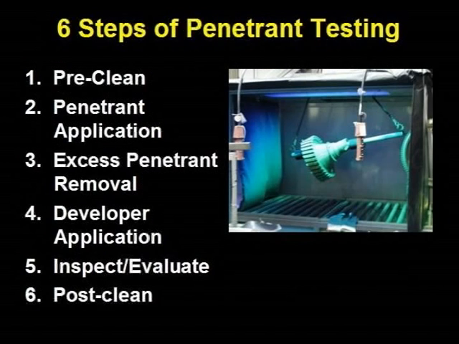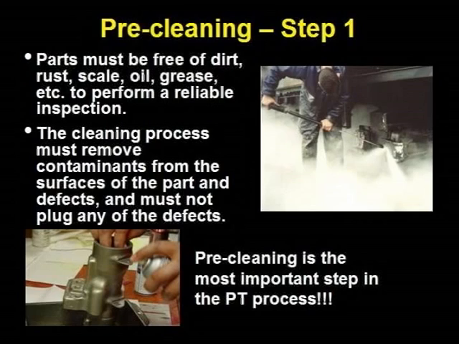Just to review, the 6 steps of penetrant testing are pre-clean, apply penetrant, remove excess penetrant, apply developer, inspect, and post-clean. We will discuss each of these steps in more detail. Since the test article must be free of surface contaminants, the cleaning process must remove these contaminants from the surface and the defects without closing any of the surface-connected defects. This is the most important step in the process.